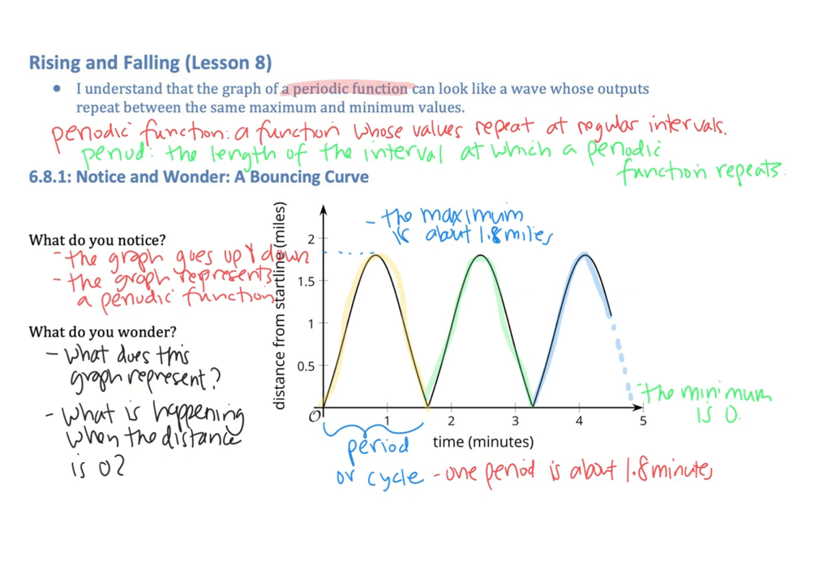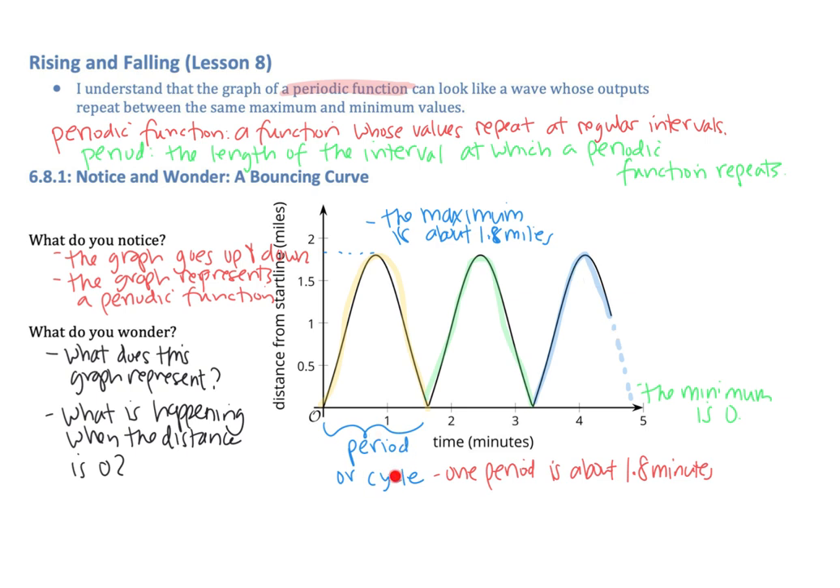Okay, did you notice that the graph goes up and down? We have a maximum of approximately 1.8 miles, a minimum of 0 miles. Hopefully you noticed that this graph represents a periodic function, and each one of these highlighted, it stops here, but if it continued, then we would have 3 intervals or 3 cycles or 3 periods of this periodic function.